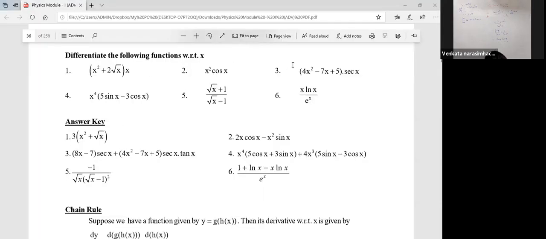Question number 2, 3, 4. Don't be in a hurry. You have 15 minutes. Think coolly and solve. Question number 2, 3, and 4.